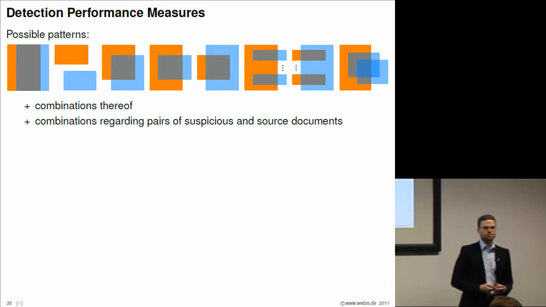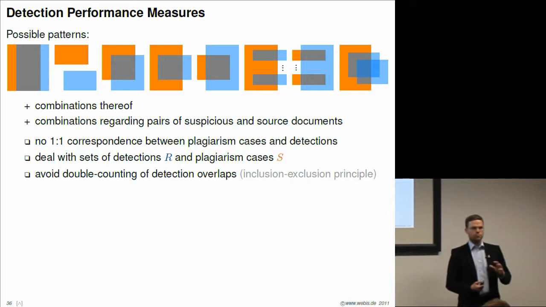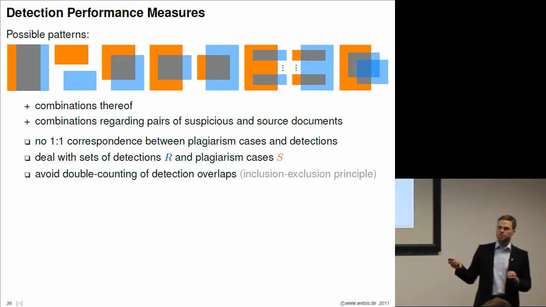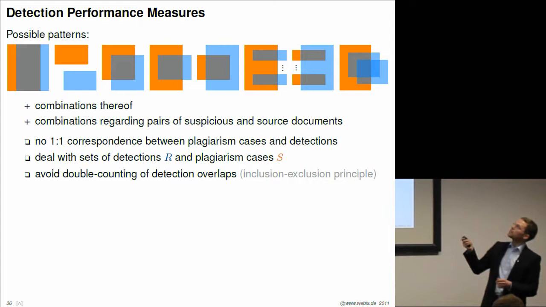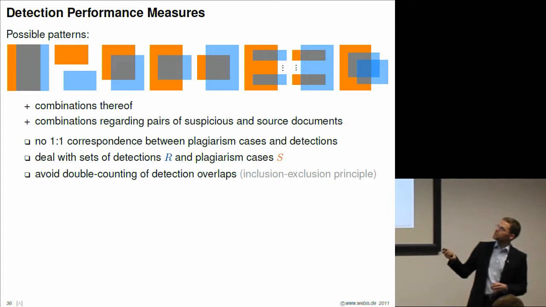And from these three patterns, which we observed with real plagiarism detectors, we have derived the following conclusions. When developing a performance measure, we cannot assume a one-to-one correspondence between plagiarism cases. You can see it here. This is a long plagiarism case, but it has been detected many times over. On the other hand, this is a long detection, but which detects many different plagiarism cases. So, the measures have to deal with sets of detections and sets of plagiarism cases.